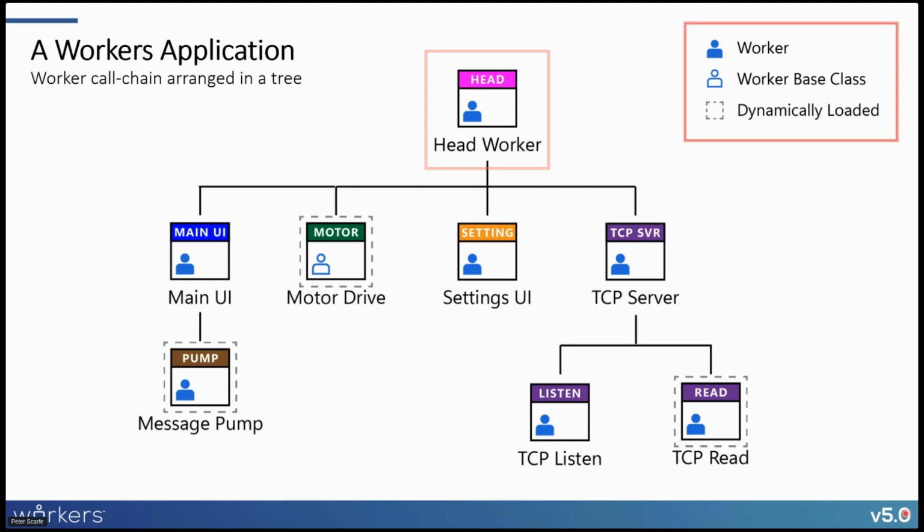In the top right corner of the screen, we have a key for the worker call chain diagram. And you can see that a worker is represented by a solid blue glyph. A worker base class that could represent an abstracted API is represented by only the outline of the blue glyph, and the blocks that have a dashed gray line around them are the workers that are dynamically loaded at runtime. The workers that have no dashed line around them are statically linked to their caller.